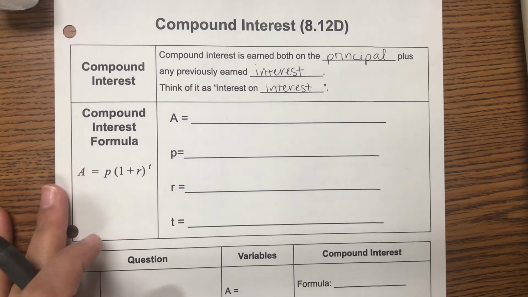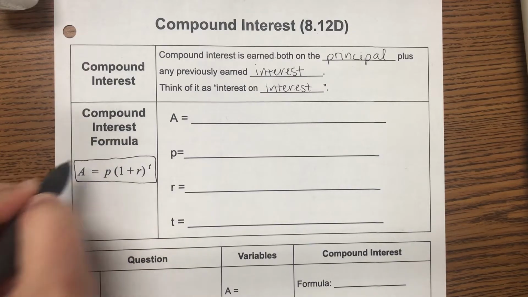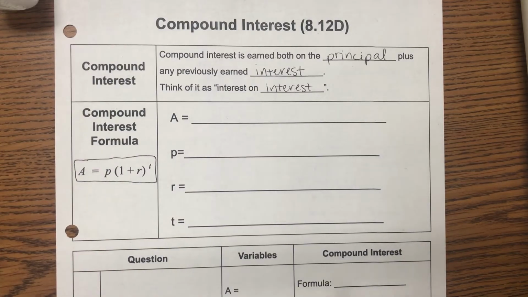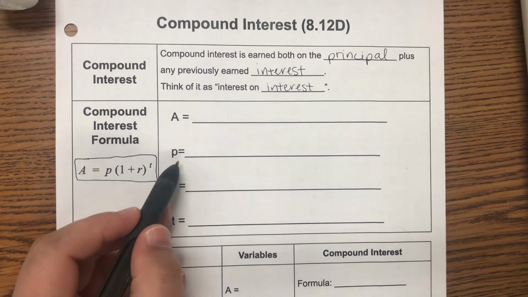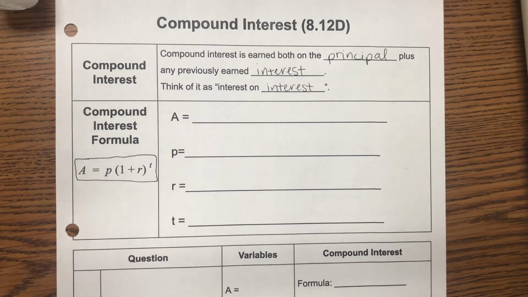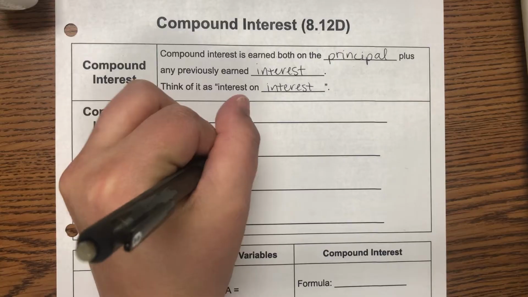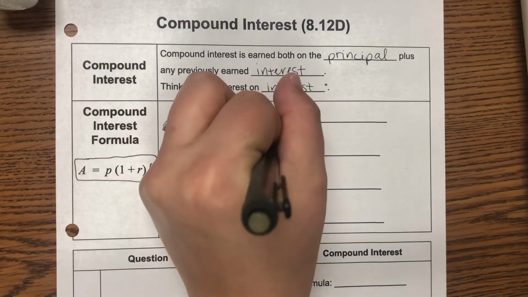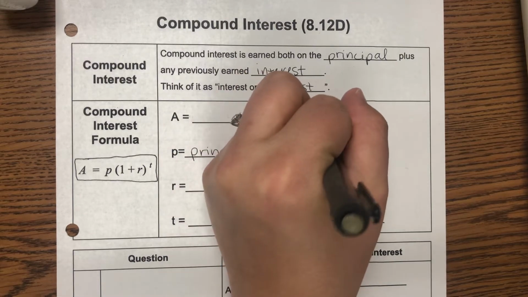Whenever we are calculating compound interest, this is our formula right here that we're going to use. This is also on your STAR reference sheet at the bottom. And then we have our variables that we're going to define. Okay? So P we should already know from the previous formula that we used for simple interest. P is our principal, right? So that is your initial amount or initial deposit.